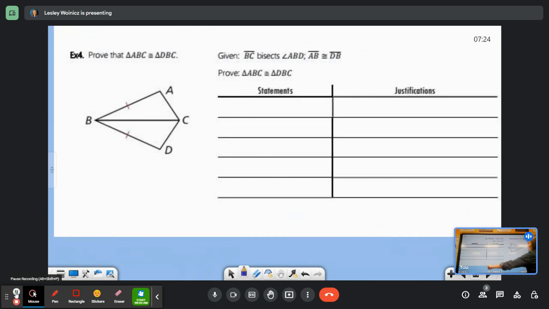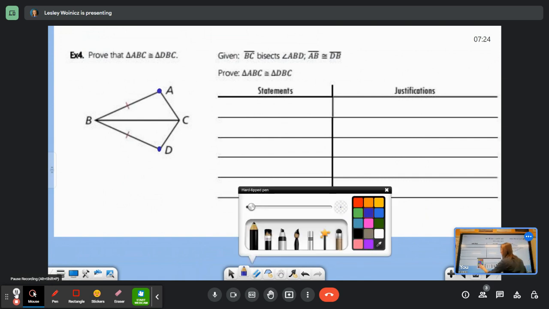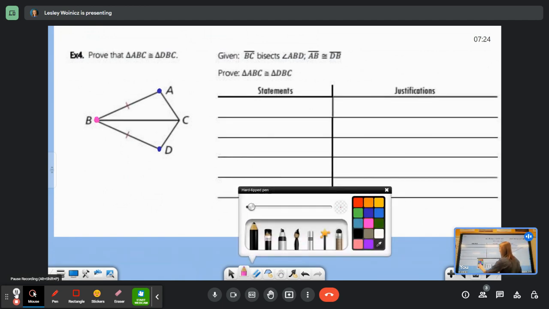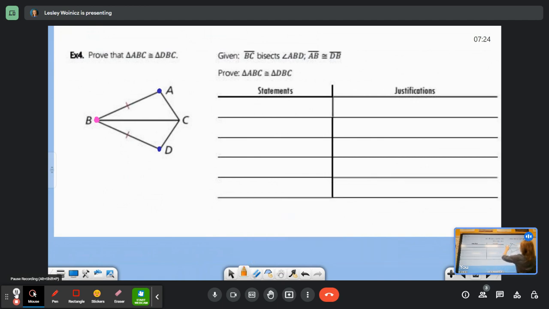Okay, let's talk about what we know. We have to prove these two triangles congruent to each other. Let's mark them in colors because that helped me a lot. A corresponds to D. B corresponds to itself. That makes sense. And C corresponds to itself. Well, that's easier than the last one.